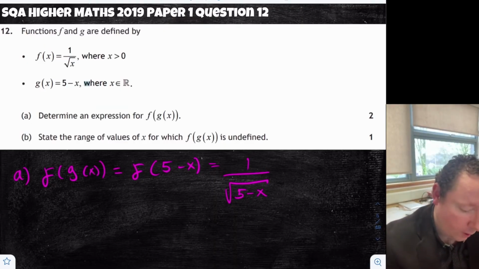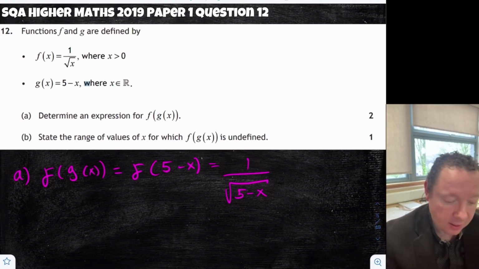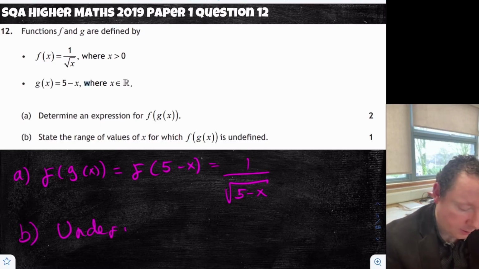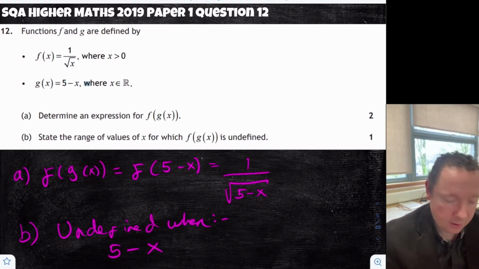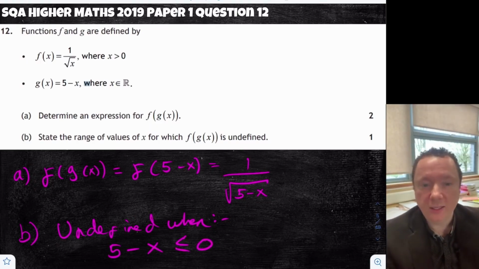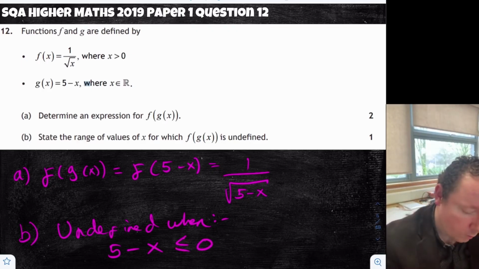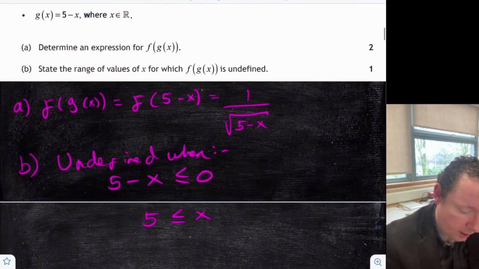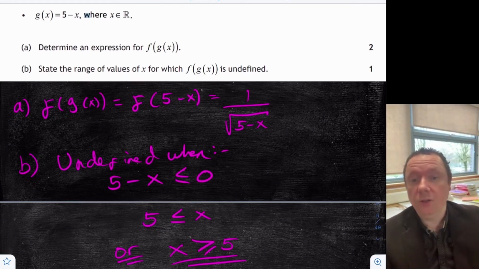Part B, state the range of values for which f of g of x is undefined. Well, it's undefined when either this is 0, because you can't divide by 0, or when 5 minus x is less than 0 because you can't square root a negative number to get a real value. So we can just write that undefined when, well, 5 minus x has to be less than or equal to 0, otherwise it's undefined. In other words, 5 minus x has to be bigger than 0. So we can then just solve that for x, taking x over to the other side, you get 5 is less than or equal to x, or to write that in a nicer way, x is greater than or equal to 5. And make sure you've written undefined when, okay?